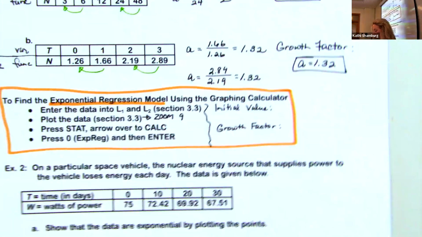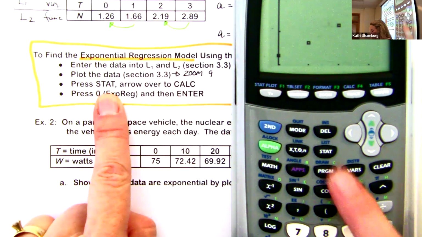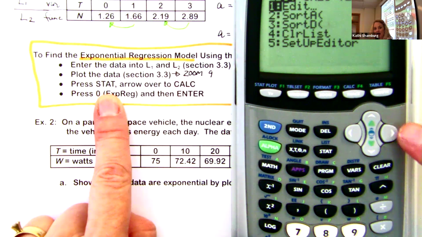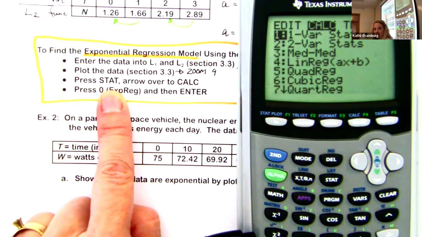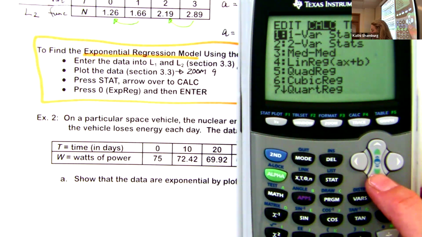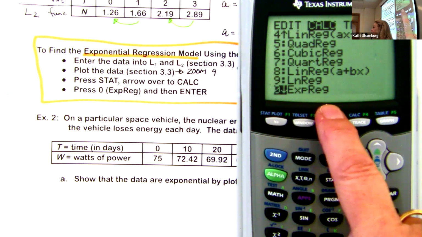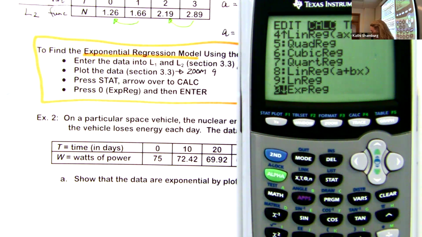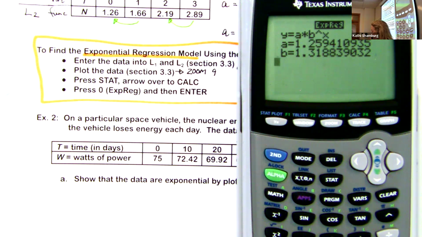All right, so we've got everything in, we plot the data. So now go to stat, right arrow over to calculate, and then press 0. So prior, we did 4, right? The linear regression. If I go down to 0, it's exponential regression. So you can cursor down to it, or you can just push 0. Then you're gonna just continually hit enter. And you're gonna get this information. Okay?